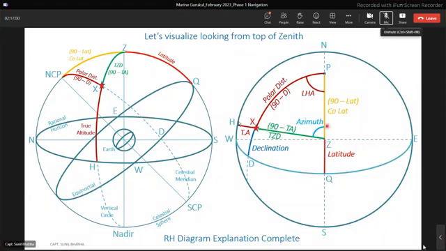So we have the PZX triangle understood. We have understood all the three sides of the PZX triangle. We have seen the two angles of this particular triangle.